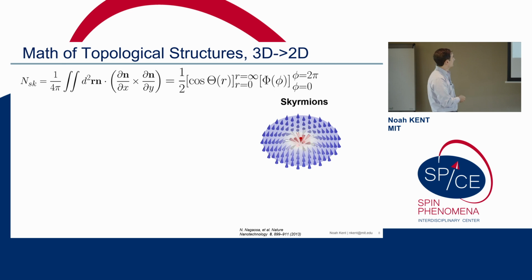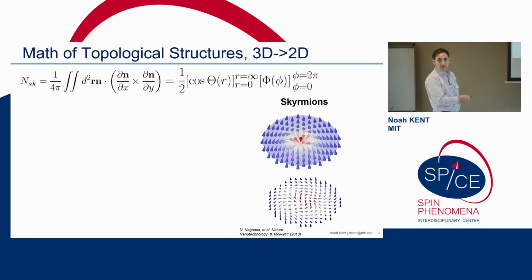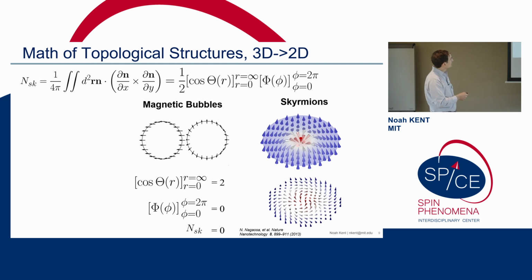So nice. I don't know if people have seen an n equals 2 skyrmion. This is an n equals 2 skyrmion. So if you do the same thing, if you go around a closed loop, you get 2 rotations of the in-plane component of magnetization, and so you get n equals 2. Magnetic bubbles, there's no vorticity. So this component is 0, and you get 0.